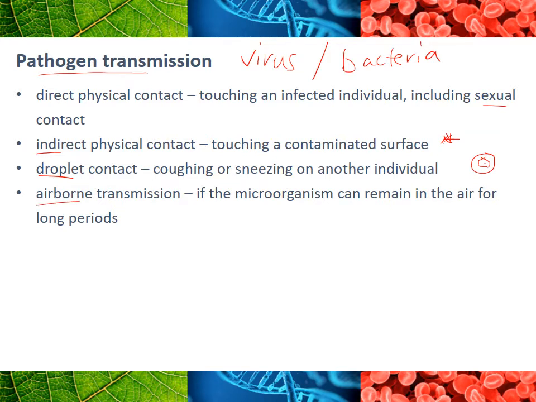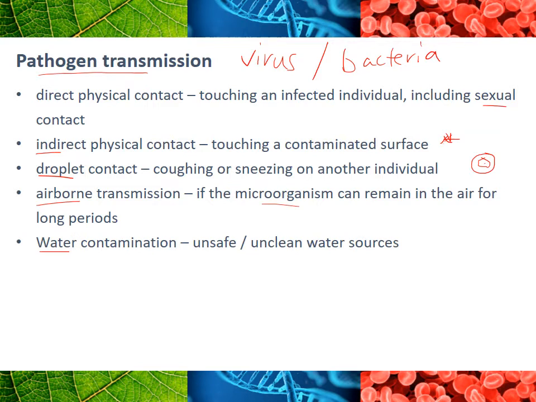Airborne transmission is a bit different. This is when the microorganism, so the virus or the bacteria, can just remain in the air. So it can move through the air on its own. It doesn't need that droplet. So that can obviously be quite dangerous because it doesn't rely on people coming into contact with each other. It just means that certain pathogens are able to survive in the air.